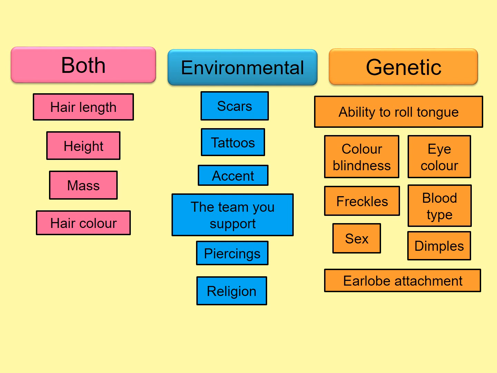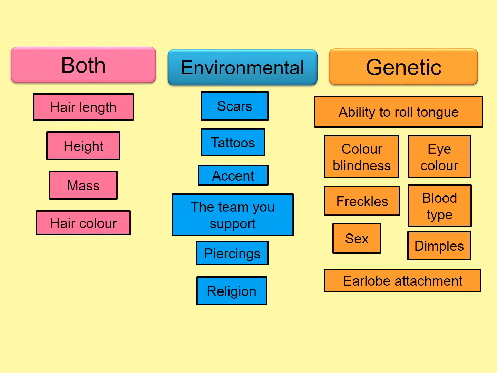The characteristics that are determined by your surroundings, the environment, would be things like scars, which might be caused by accidents, tattoos, which you've chosen to have, the accent that your voice takes, which depends where you live, or the people you spend time with, the sports teams you support, any piercings you've chosen to have on your body, and any religious beliefs. Now, obviously, religious beliefs, you might have the same religious beliefs as your family and your parents, but they are still determined by your surroundings. You could change them at any time.